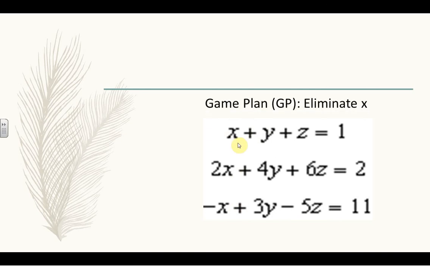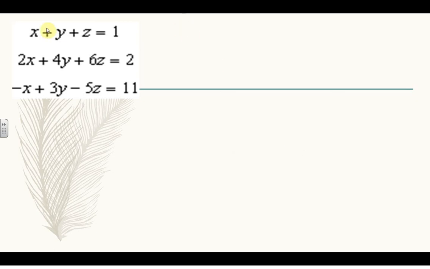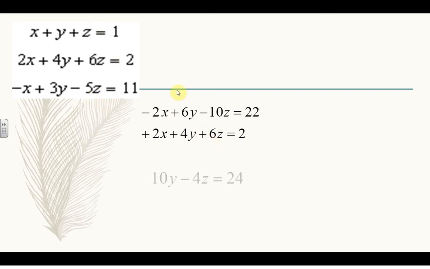So the game plan is to eliminate the x. I'm definitely going to add equation 1 and equation 2 because I don't have to do anything to those. However, equation 2 has this positive 2x, so I'm going to have to multiply one of the other 2 equations by 2 in order to eliminate that. Because the third equation had a negative x, I chose that one to multiply through by 2. So as you can see, I have negative 2x plus 6y minus 10z equals 22. This top equation is the third one multiplied by 2, so that this negative 2 would cancel with that positive 2.